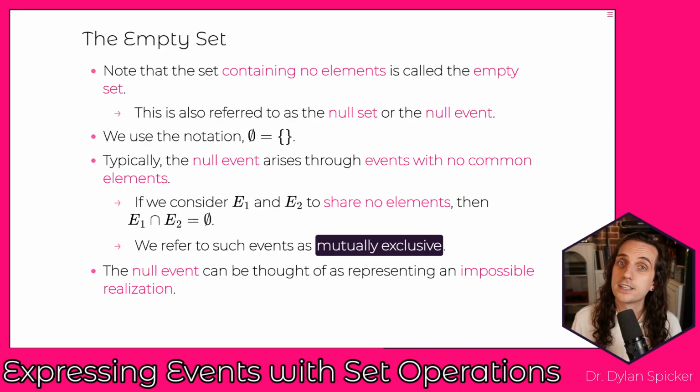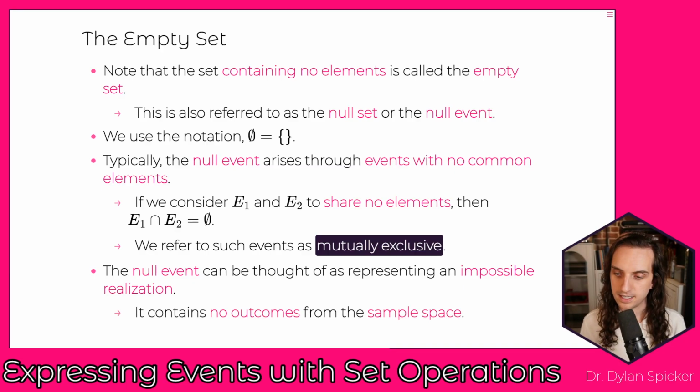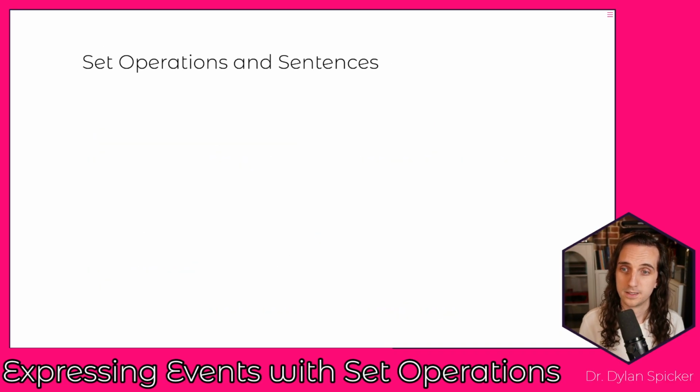The null event can also be thought of as representing an impossible realization. In some sense, what we're saying is that nothing from the sample space happened in the case of our probability discussions here. And so as a result, if the null event occurs, it means that nothing happened. It's impossible. We can't actually observe that. There are no outcomes from the sample space contained in it.